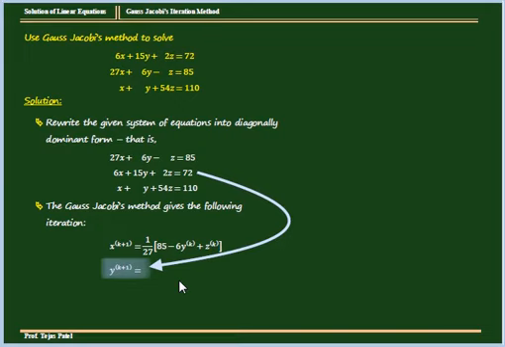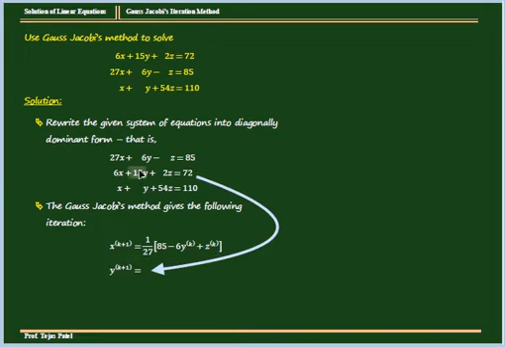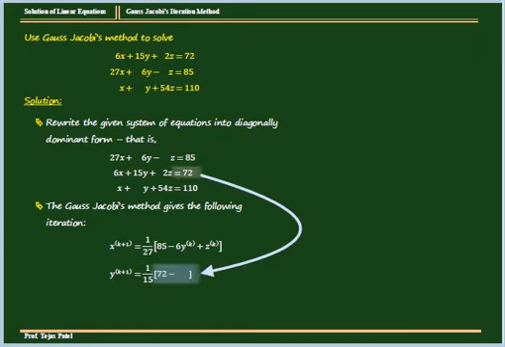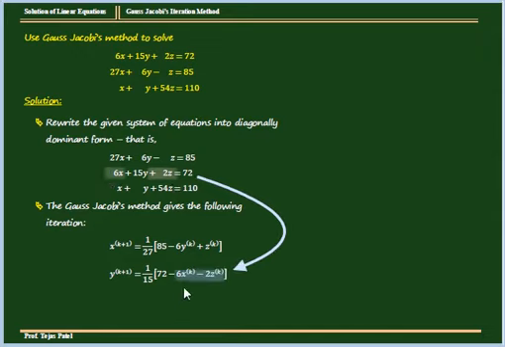Similarly in the second equation, we can see that the coefficient of y is 15, so it will be yk plus 1 is equal to 1 upon 15. Then यहाँ पे 72 है तो in bracket 72 minus the remaining terms are 6x and 2z. उसको राइट साइड पे शिफ्ट करेंगे तो it will be minus 6xk minus 2zk.